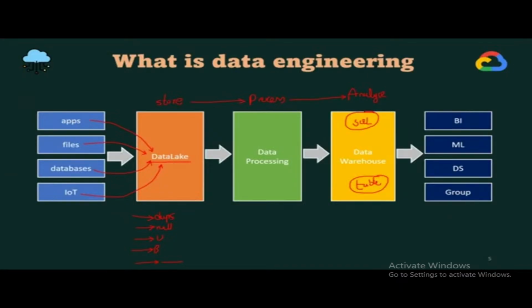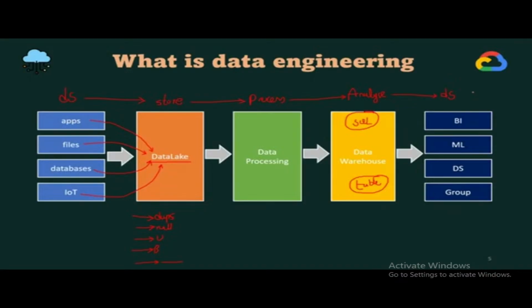So this is where we call it as a downstream. So you have a data source. You get the data from the multiple data sources. You store it, process it, analyze it, and send it to the downstream for further usage purpose.